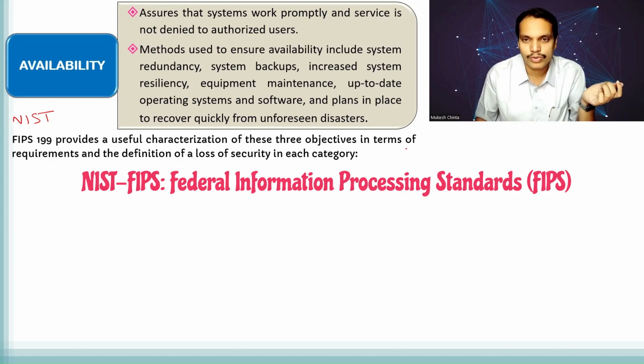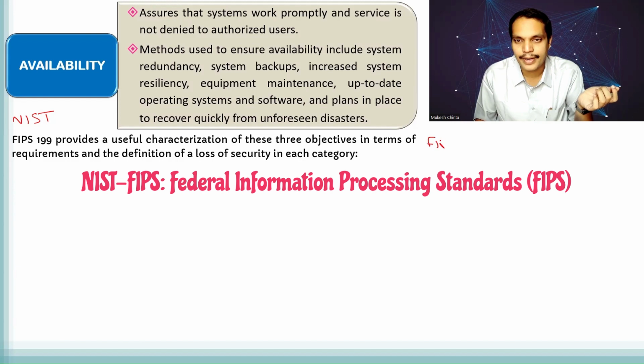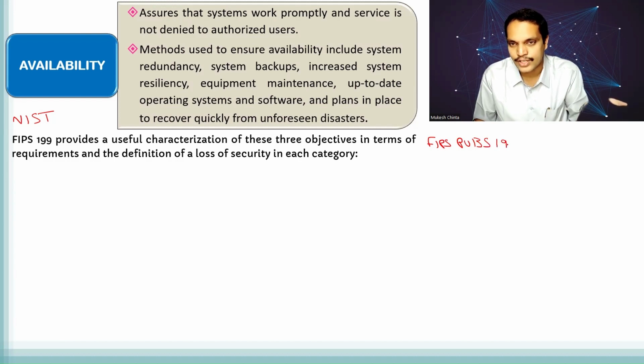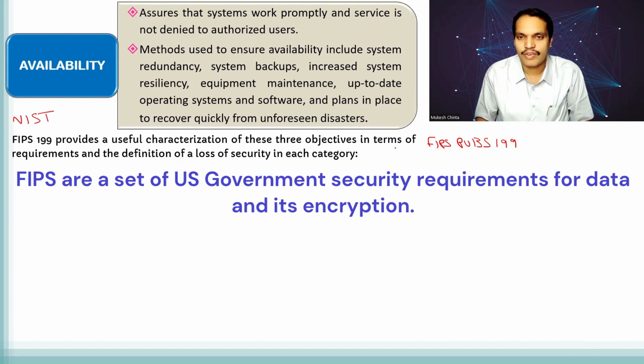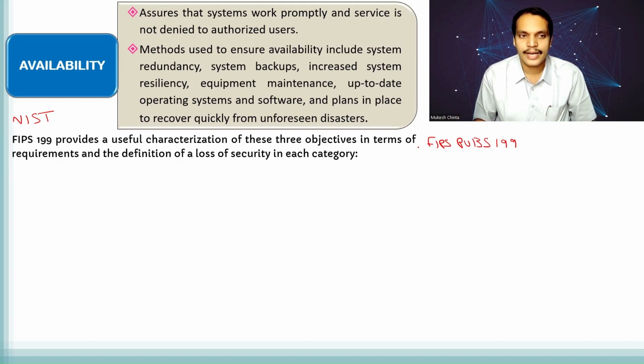Sometimes you also come across a term called FIPS PUBs. We simply call it Federal Information Processing Standard Publication Number. There is always a number attached to it, which gives you the standard for the publication. So FIPS Pub 199 is Federal Information Processing Standard Publication Number 199. What it does is provide a useful characterization of these three objectives in terms of requirements and also the definition of a loss of security in each category.